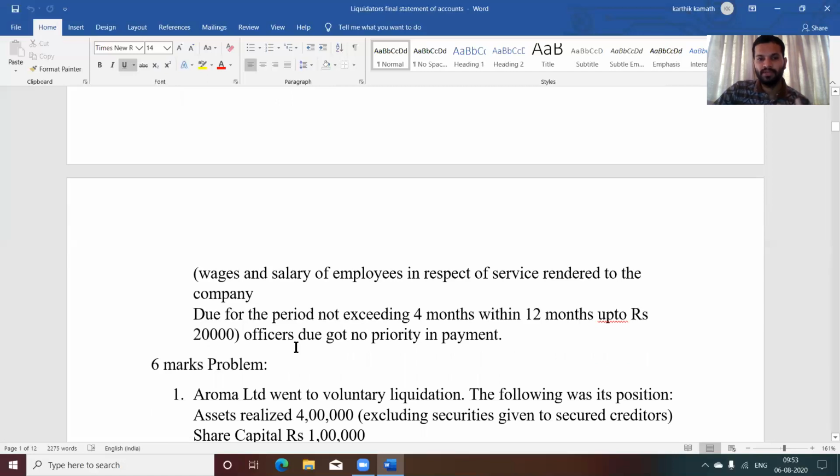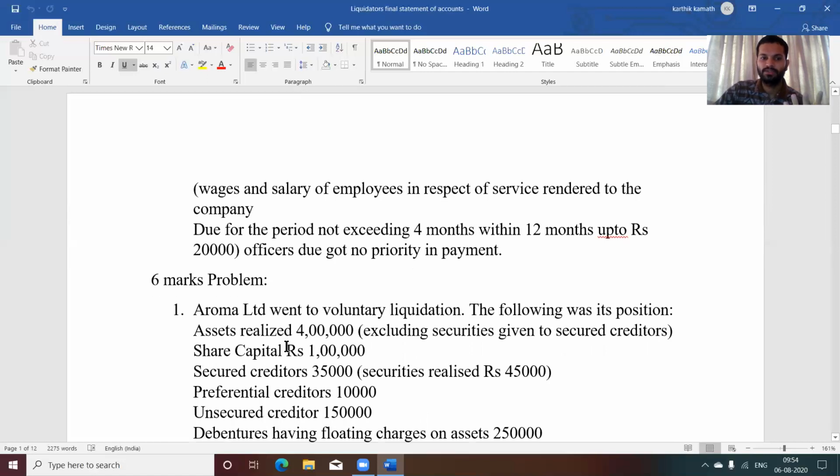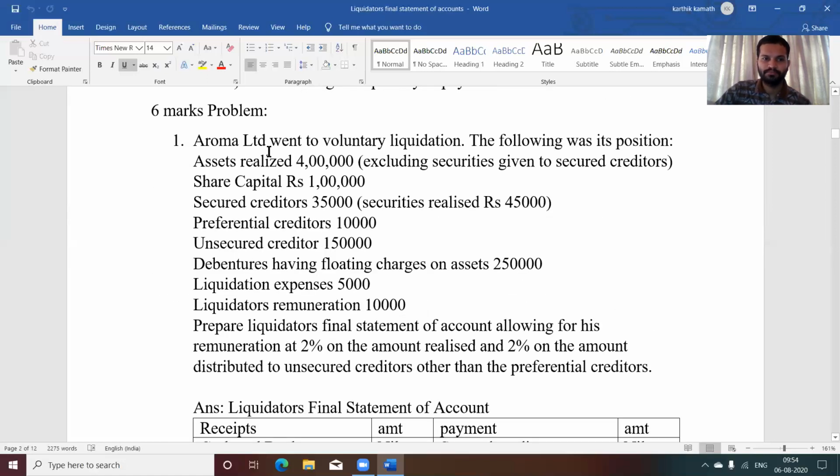Now, after seeing the theory part, we need to apply this theory while solving the problem. So a 6-mark problem we will discuss right now. So first you see this 6-mark problem. Aroma Limited went into voluntary liquidation. Following was its position. Assets realized was 4 lakh, excluding the security given to the secured creditors.